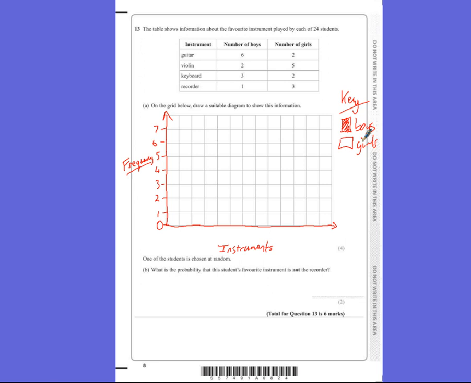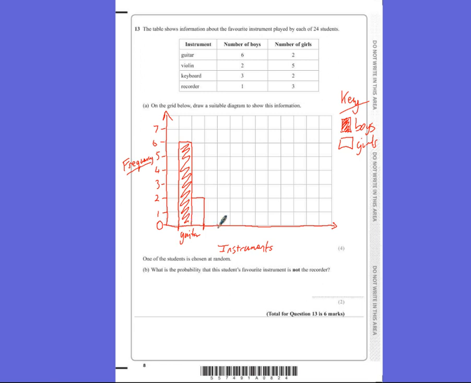Okay. Now, with a bar chart, you must always leave a gap at the front and a gap between the bars, apart from the bars that are for the same instrument in this case. So we're going to leave a gap, and then I'm going to use 2 squares, 1 square per bar for boys and girls for guitar. So for guitar for boys it's 6, and again you should be using a ruler and pencil, and for girls it's 2. So I've coloured in the boys, like my key says, and I've left the girls.